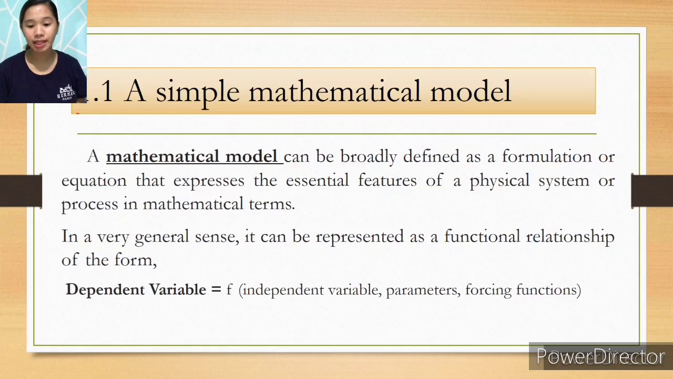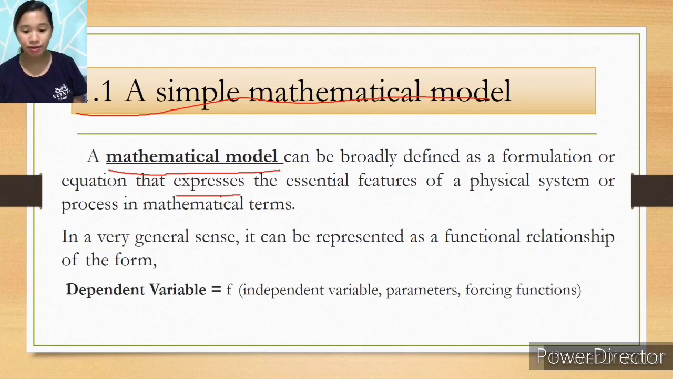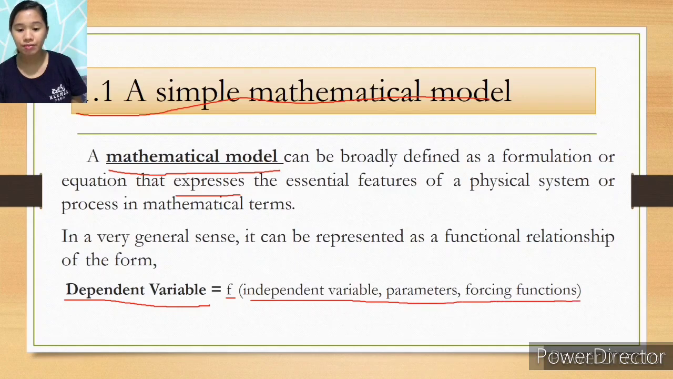So first, a simple mathematical model. What is a simple mathematical model? A mathematical model can be broadly defined as a formulation or equation that expresses the essential features of a physical system or process in mathematical terms. In a very general sense, it can be represented as a functional relationship of the form: dependent variable equals f of independent variables, parameters, and forcing functions.